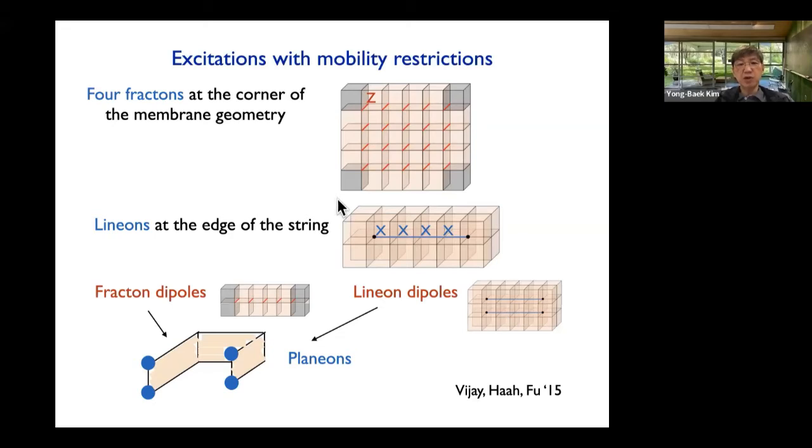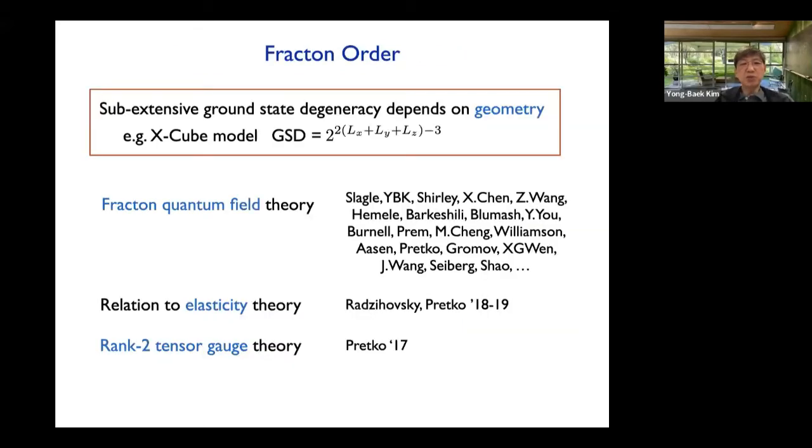So individual particles can only move along 1 dimension. But if you make a dipole, then you can take a corner. So you can move around in the plane. So these particles have very weird properties. But most importantly, if you look at the ground state degeneracy, that's so extensive. And it depends on the geometry of the lattice system. So for example, if you take an X-cube model, the logarithm of ground state degeneracy is actually proportional to the perimeter of your system.